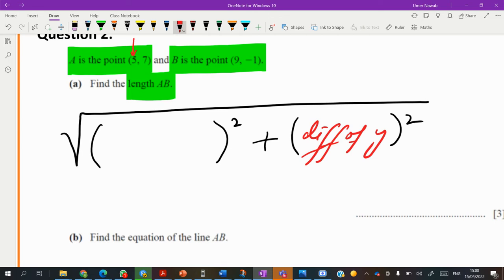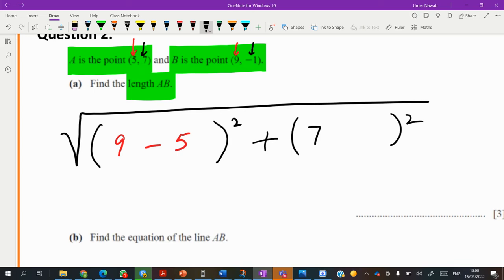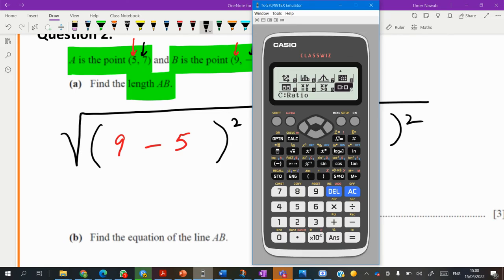So what is the difference of x coordinates? I have 5 and I have 9. You can write 5 minus 9 or 9 minus 5, same thing. So I'm going to write here 9 minus 5. Same thing, guys, for the difference of y coordinates. This is 7 and this is -1. So I'm going to write here -1 minus 7. And then we use the calculator.